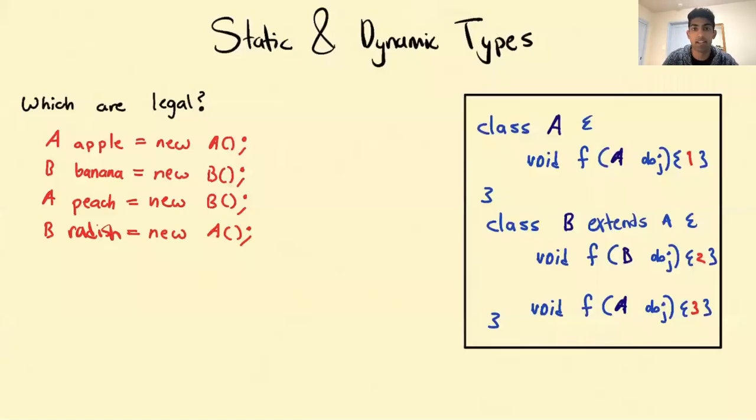Hi everyone, this is going to be a mini lecture on static and dynamic types. I will also be covering dynamic method selection and casting. Okay, so let's quickly dive in. We're going to start off by talking about static and dynamic types.